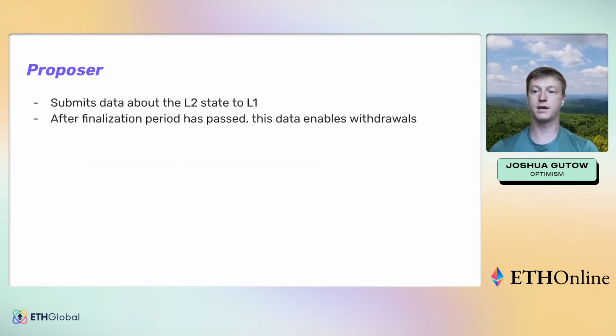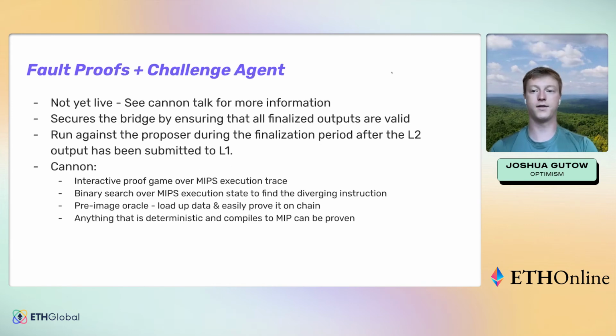So the proposer is kind of the entry point into withdrawals. It reads state from L2 and then puts it onto L1. And then after, if you put it onto L1 and no one says this is invalid, it's then assumed to be valid. That's the optimistic part of our rollup. And that kind of validity then enables withdrawals. And if it's not valid, then you go through the challenge game and the fault proof.